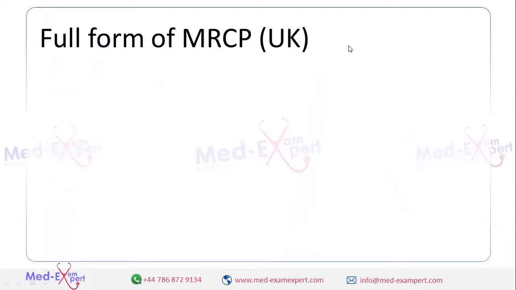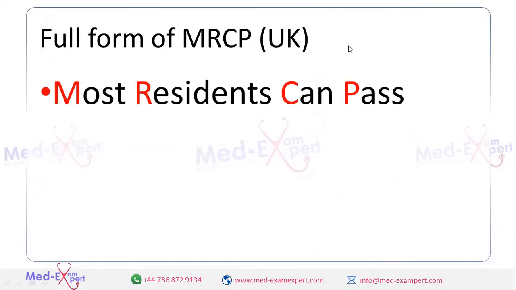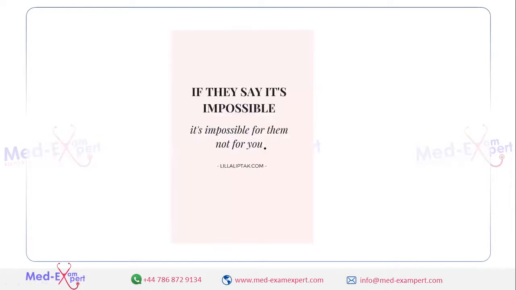So I think all of you must know the full form of MRCP, that is Membership of the Royal College of Physicians. I tell my residents that most residents can probably pass this exam easily. It's a diploma degree in internal medicine, and it's not that difficult an exam. So that should be the first thing we are aware of. A few of your colleagues or seniors might have told you it may be difficult, even impossible, but do remember that with proper training, you'll be able to clear this exam quite easily.